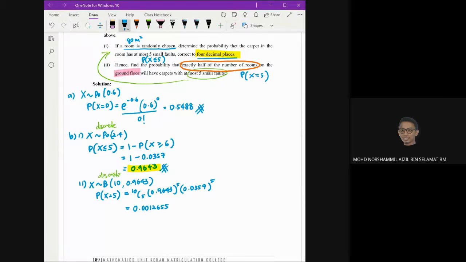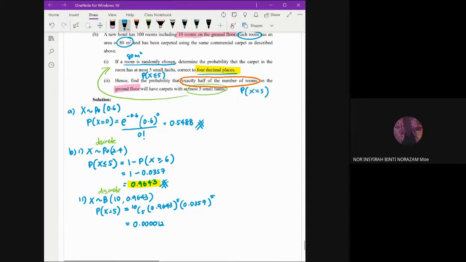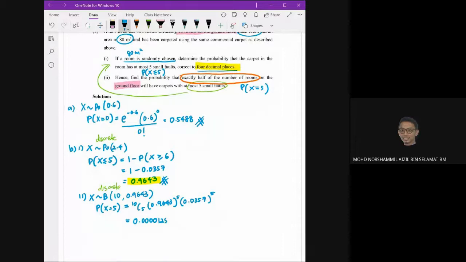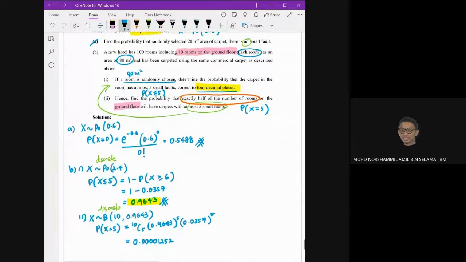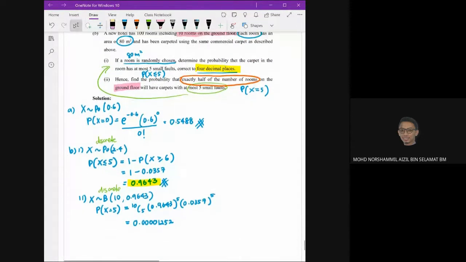Yang lain macam mana? 0 tu maksudnya 0 tu 4 kali ya? Betul sir. 0 apa tadi? 1 2 52. 1252 okey lah. Sekejap dia ada minta apa-apa special tak? 4 decimal places ke apa dekat sini? Tak ada kan? Tak ada. Tak ada. Finalize lah sini. Is it okay?